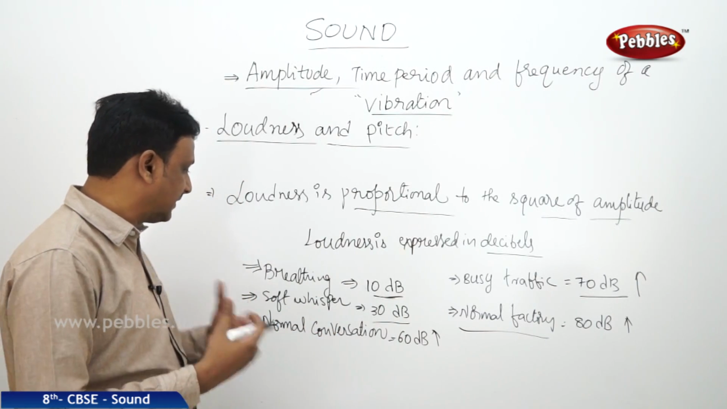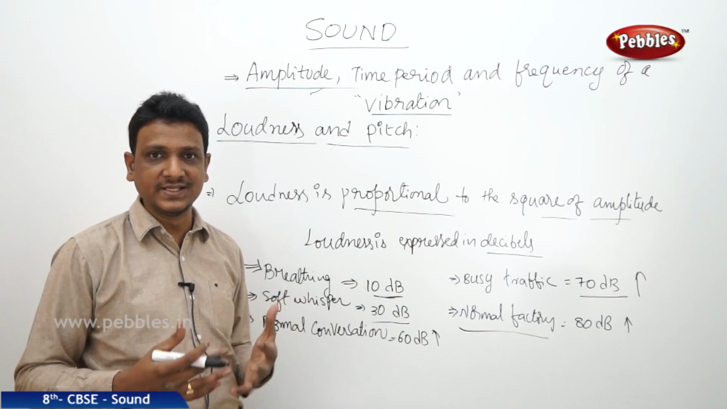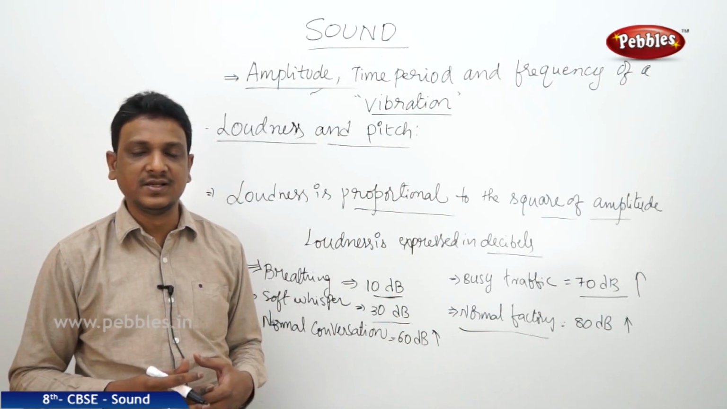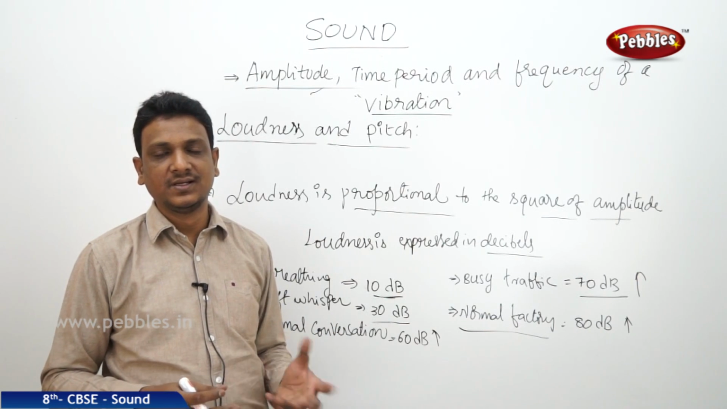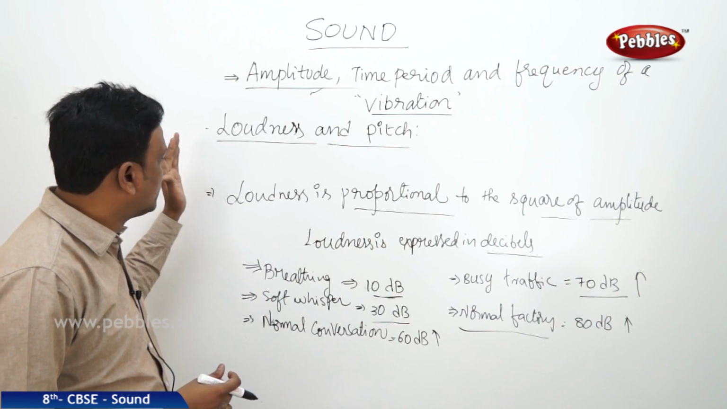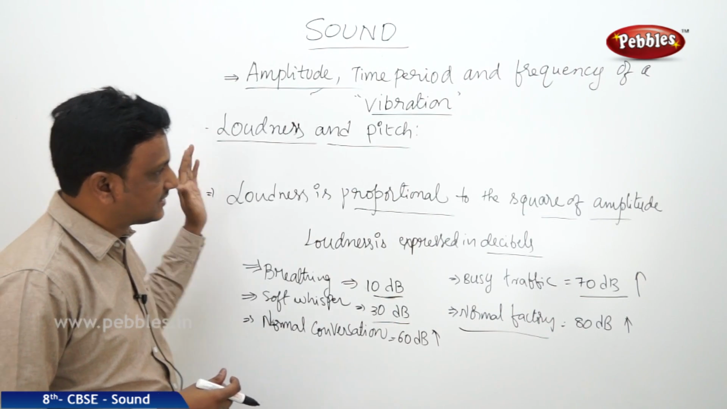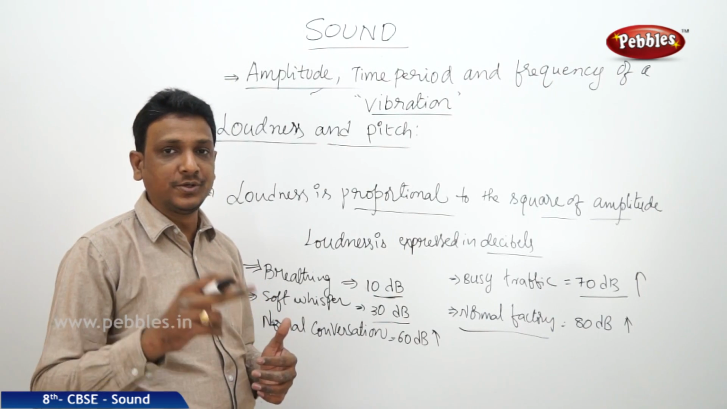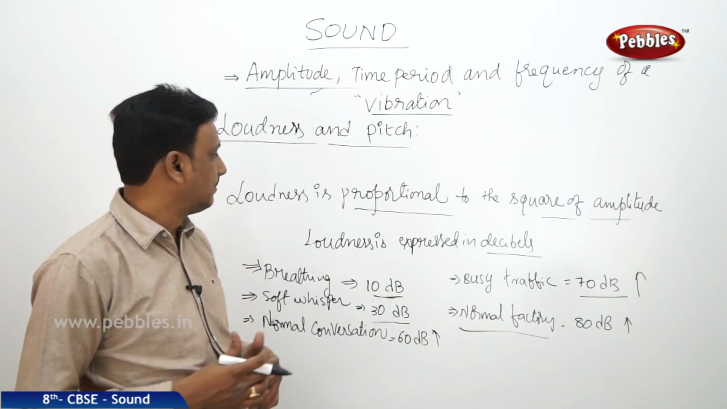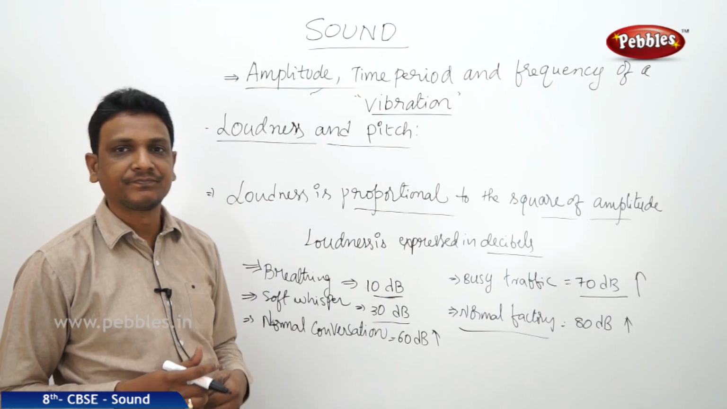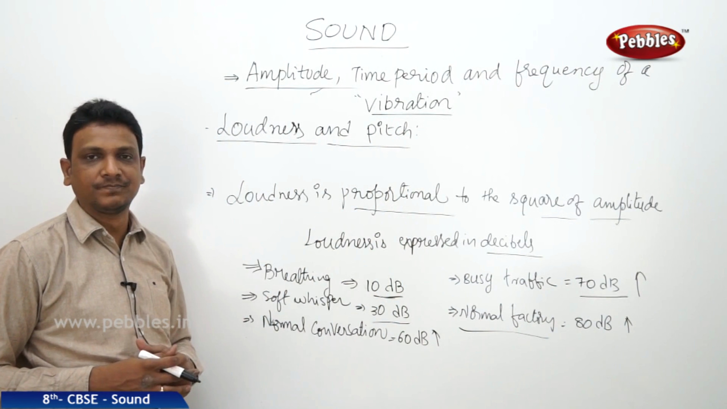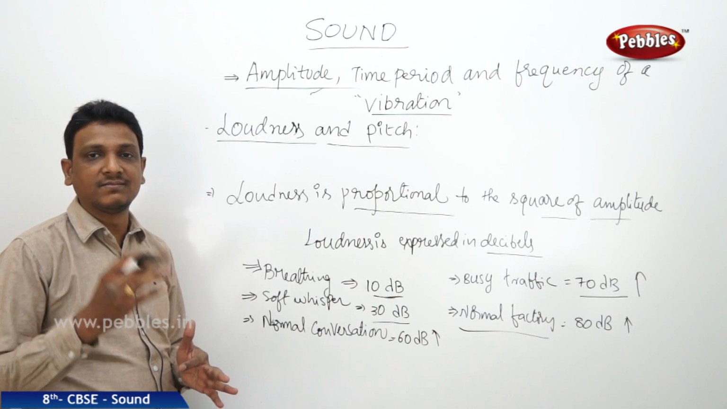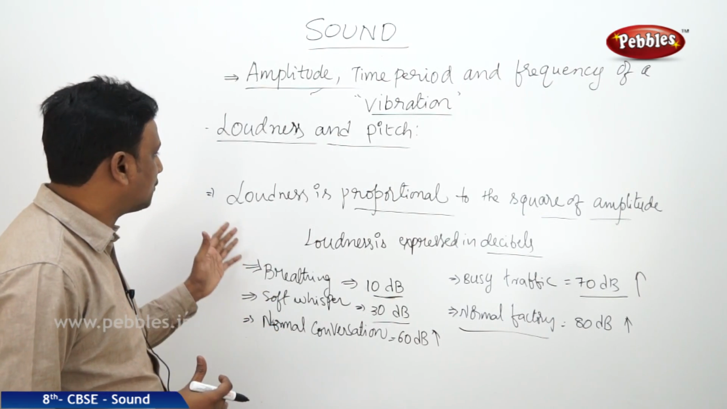When there is a normal conversation for more than 1 hour, you will get a headache. But these are all permitted levels. If 80 decibels is crossed, it is very painful. We will study these aspects in the sound pollution part. But here we are learning about loudness. So loudness increases with amplitude. If the sound's amplitude is increased, the loudness increases. How much? If the amplitude is twice, the loudness increases by 4 times, because loudness is proportional to the square of amplitude. That means if the amplitude of an object is doubled, then the loudness becomes 4 times. That is the connection between amplitude and loudness.